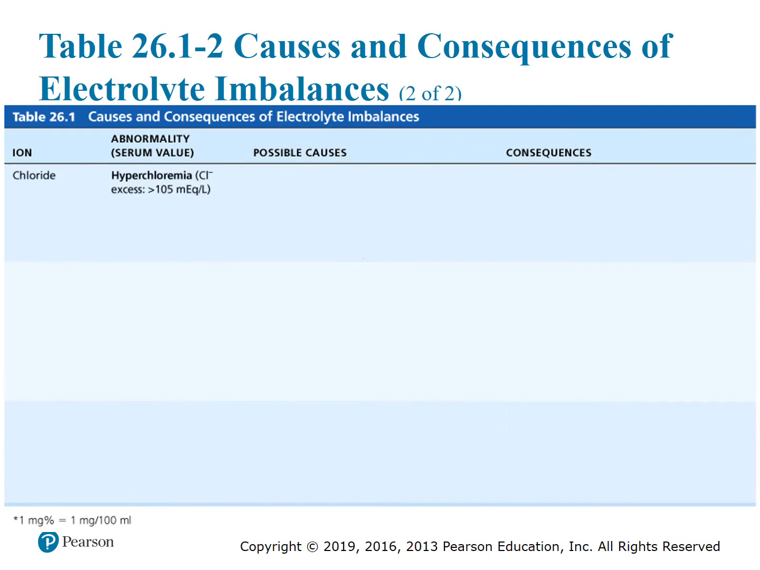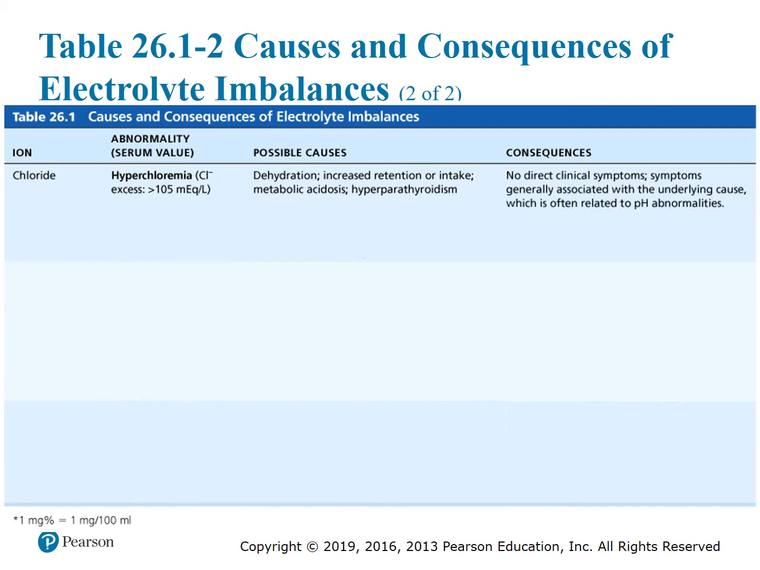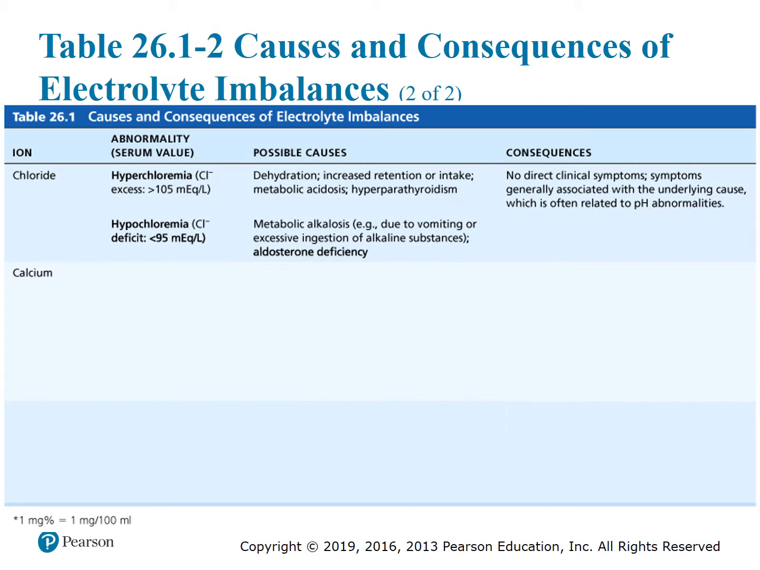Okay, chloride with hyperchloremia, possible cause of this is dehydration, increased retention or intake. Consequence, there aren't any real direct clinical symptoms, but this usually arises from a pH abnormality, which is going to cause problems on its own. Hypochloremia, a cause of this can be metabolic alkalosis because of maybe vomiting or excessive ingestion of alkaline substances. Sometimes an aldosterone deficiency, and same thing goes as with hyperchloremia.